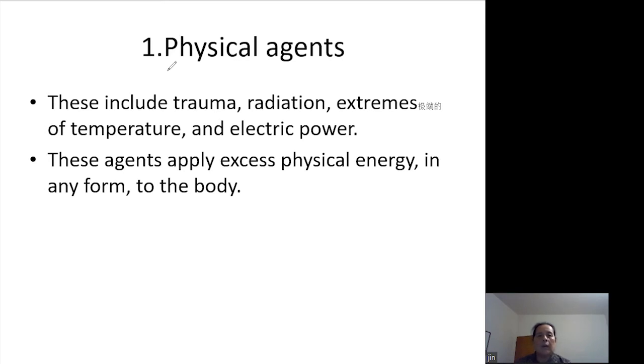The first we are talking about is physical reasons. Physical reasons, like sometimes some trauma, people injured, like with a knife cutting the fingers, or maybe people falling down. This kind of trauma can cause, mostly locally, swelling and redness. So that's physical reason. And the radiations. Radiation belongs to physical reason.